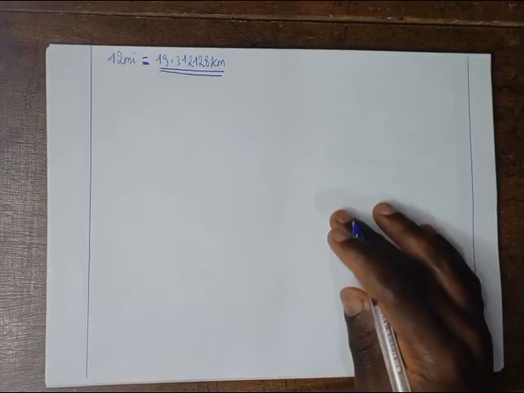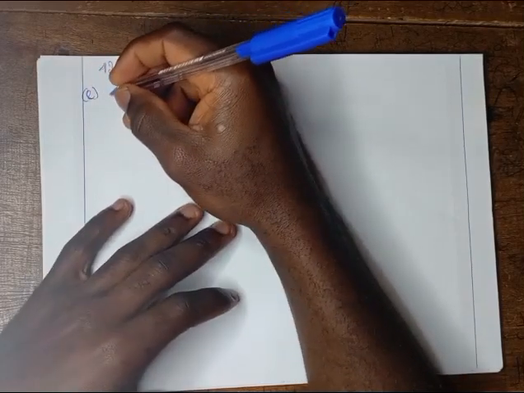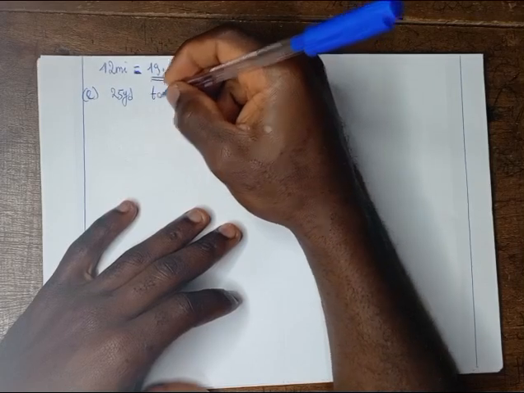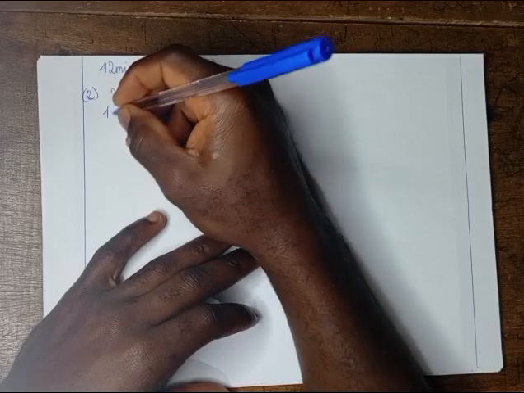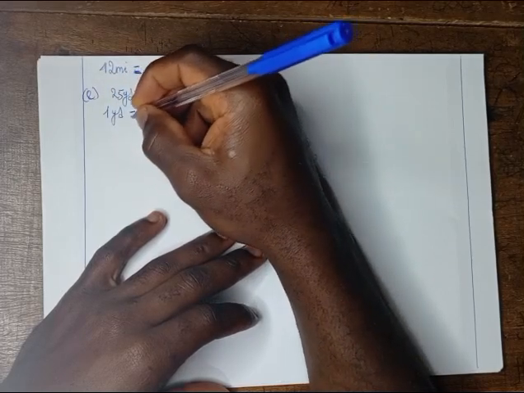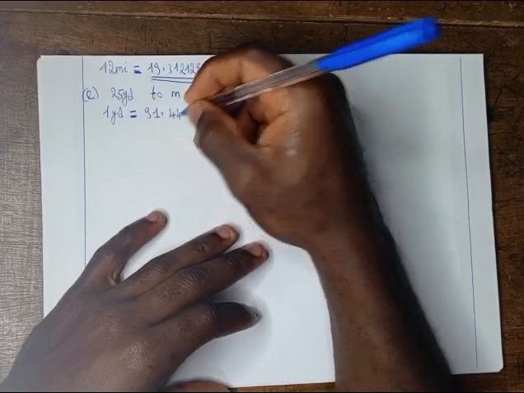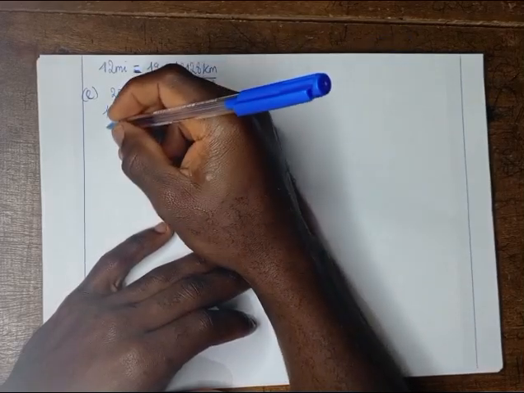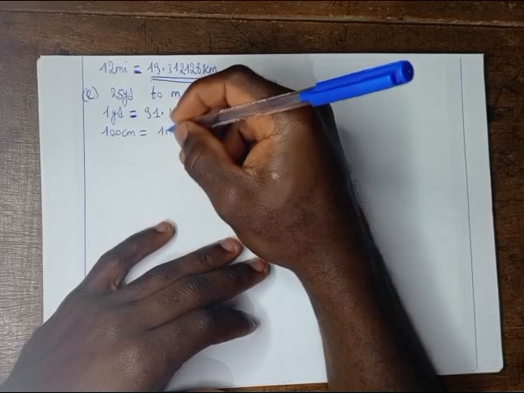And lastly, now we go to question E. For question E, we have to convert 25 yards to meters. First, we know that 1 yard is approximately 91.44 centimeters. Next, we know that 100 centimeters is equal to 1 meter.